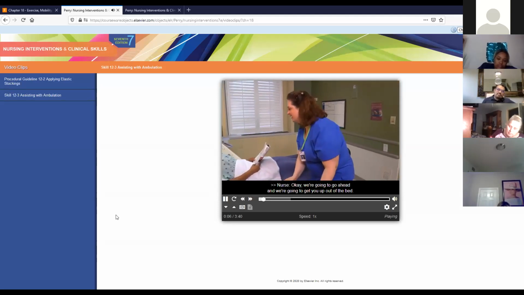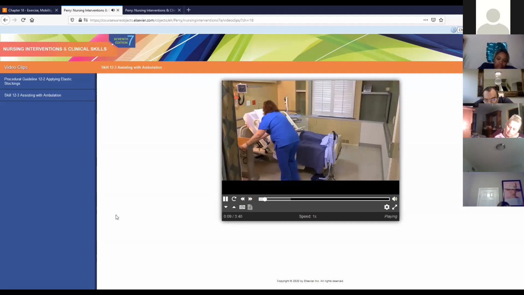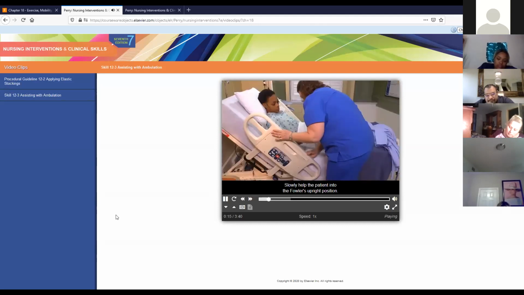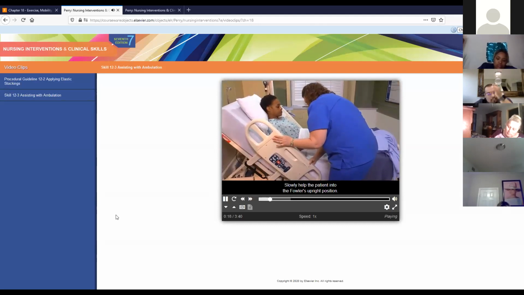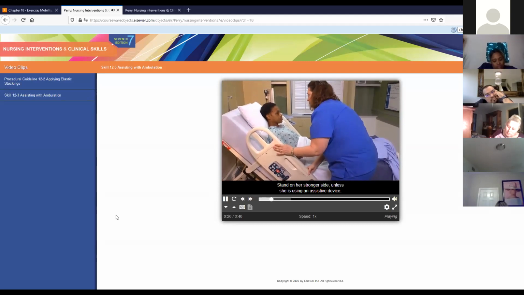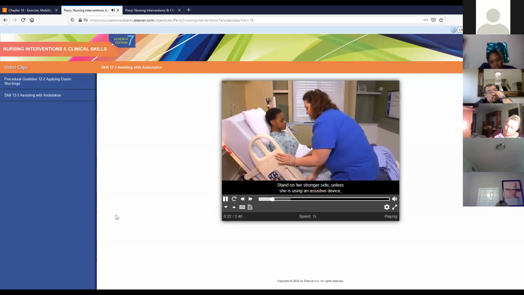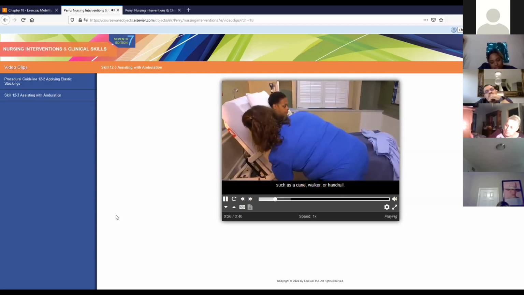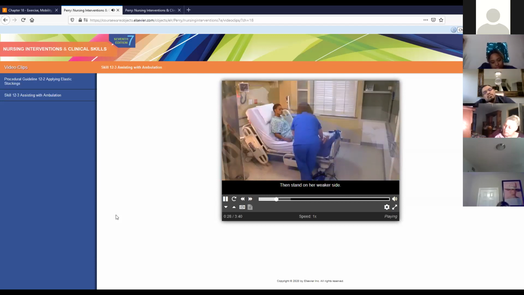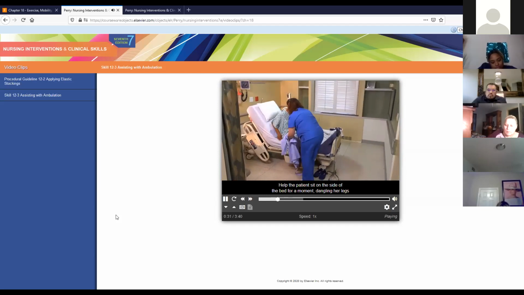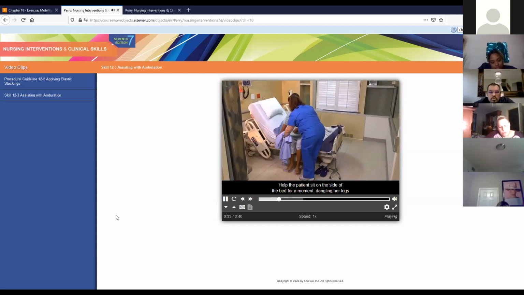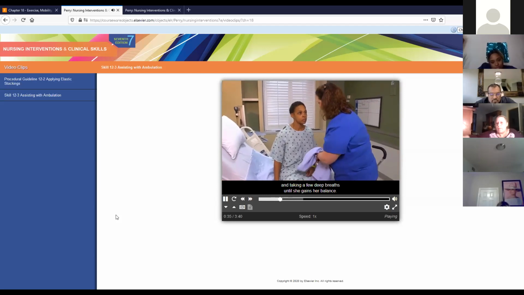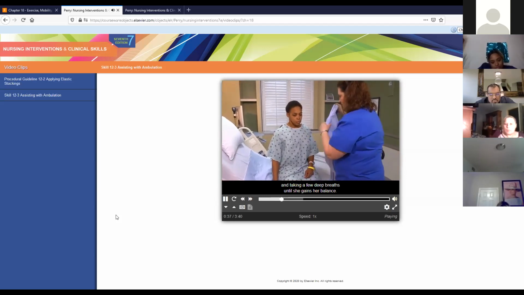Okay, we're gonna go ahead and get you up out of the bed. Lower the bed as much as possible, and then lower the side rail nearest to you. Slowly help the patient into the Fowler's upright position. Stand on her stronger side unless she is using an assistive device, such as a cane, walker, or handrail. Then stand on her weaker side. Help the patient sit on the side of the bed for a moment, dangling her legs and taking a few deep breaths until she gains her balance.